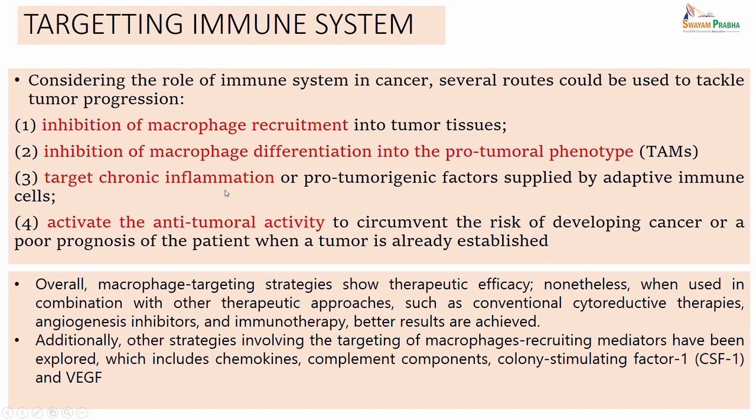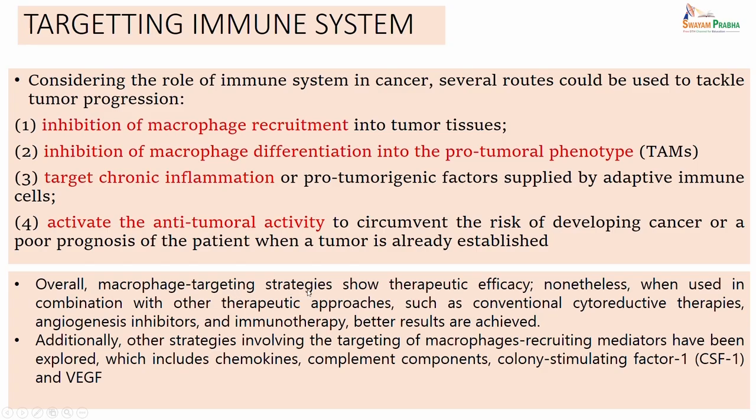And then, targeting the chronic inflammation or the pro-tumorigenic factors, which are supplied by adaptive immune cells. So one needs to target the inflammation. The fourth aspect is activating the anti-tumoral activity. We have to activate this particular aspect within the tumor to circumvent the risk of developing cancer or a poor prognosis of the patient when a tumor is already established, and this is exactly what we are doing in immunotherapy.